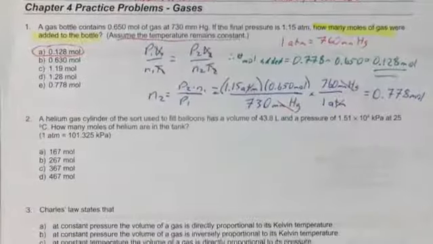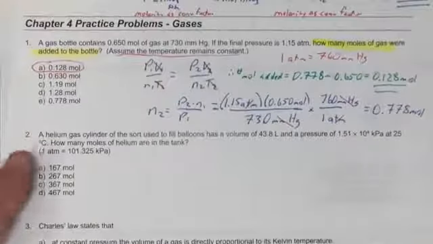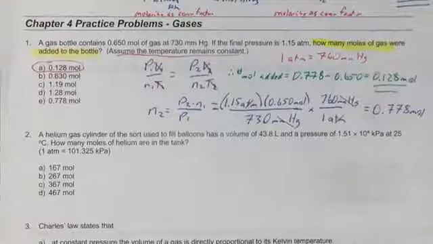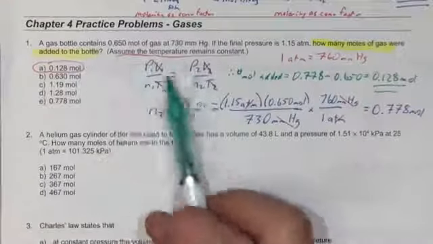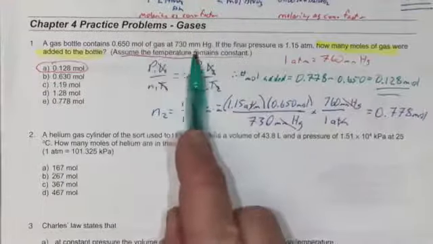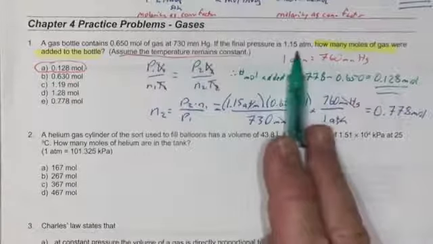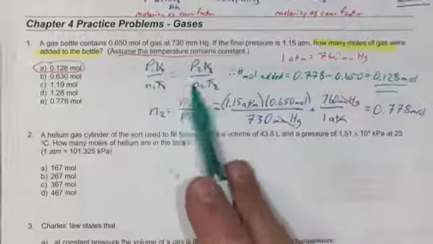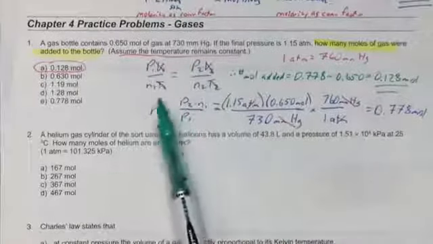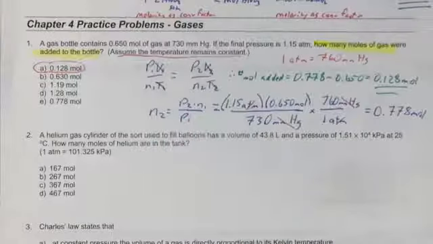Okay, question number 2. By the way, in question number 1, what you're focused on here is that you have a gas under 2 sets of conditions. I have original number of moles, original pressure. Then I'm going to add some gas and have a different pressure. So this is the original set of conditions, and these are the new set of conditions. And so you use the combined gas law.